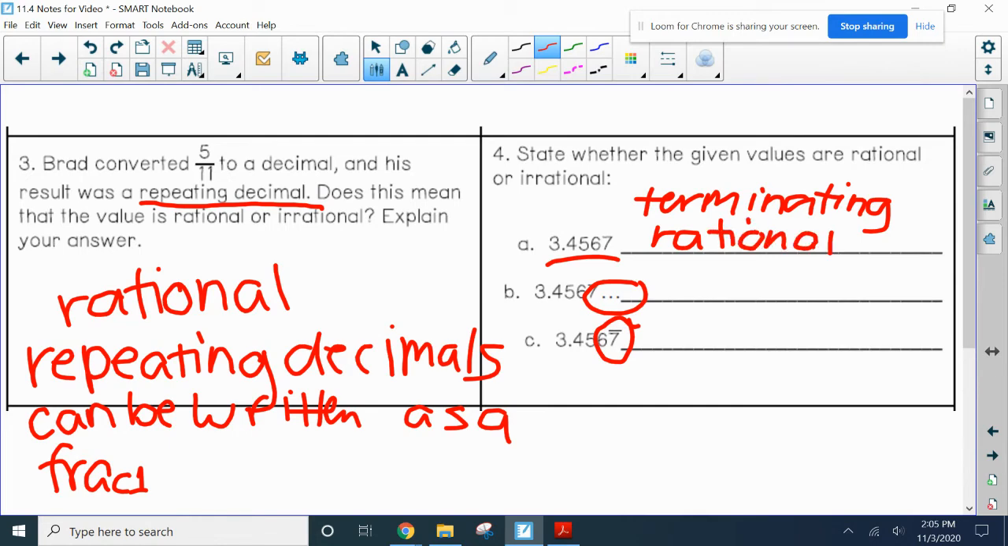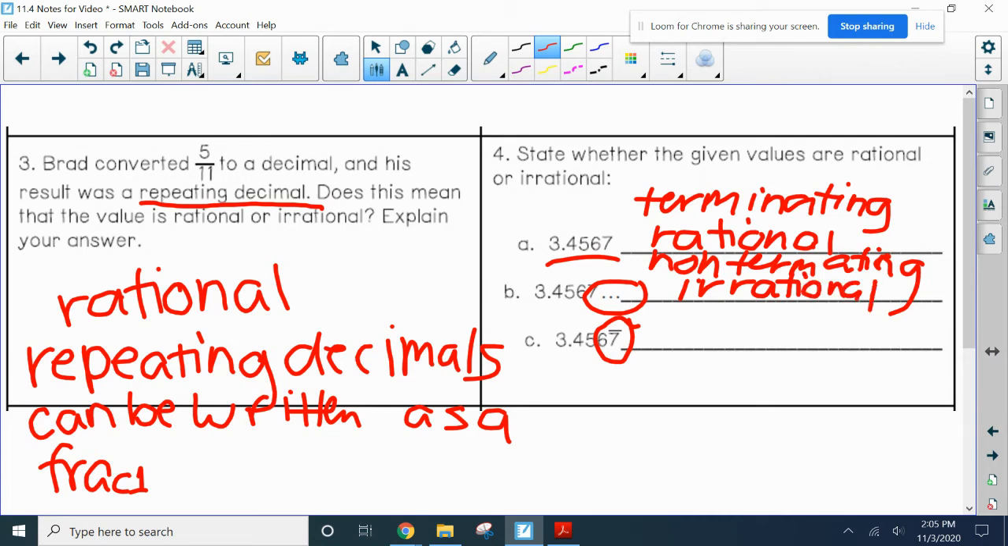These dots, what do these tell me? That's right. This 3.4567 is going to continue on in some random order that we cannot decide. So it's non-terminating. And we know non-terminating numbers are irrational.